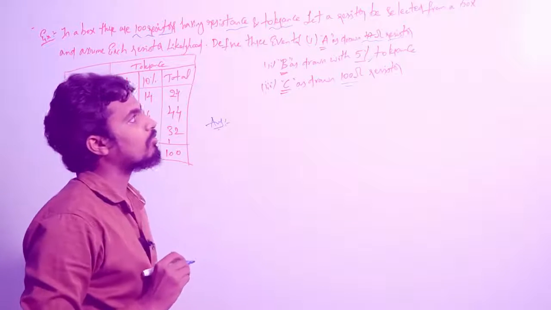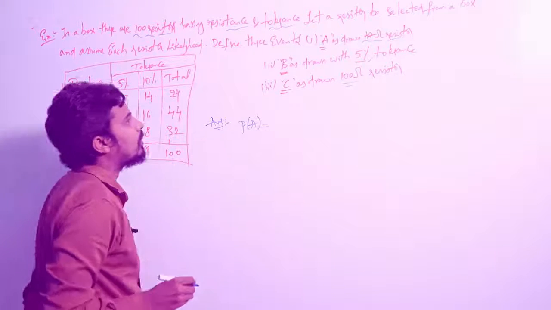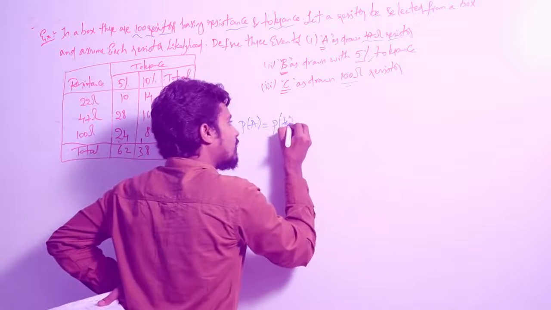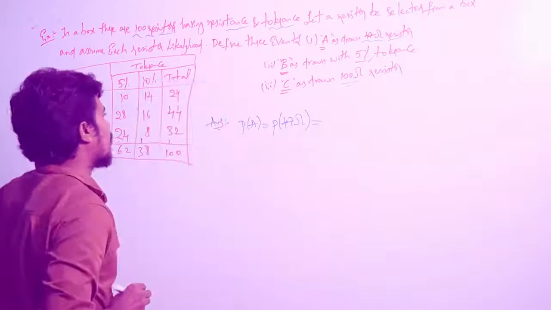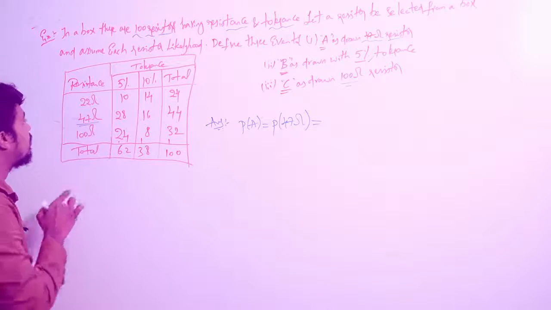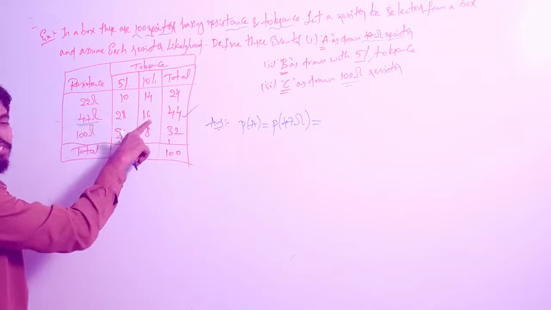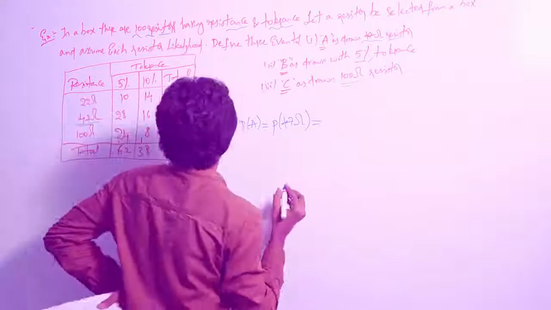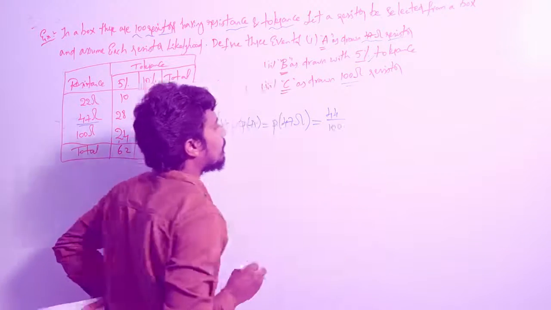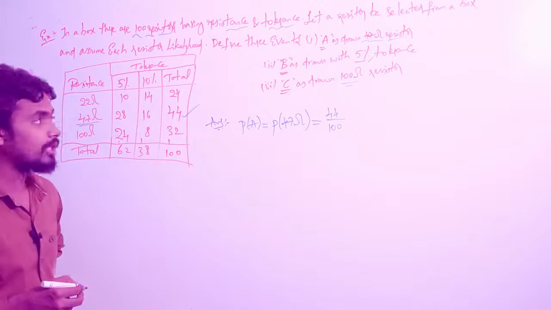For A is drawn the 47 ohm. P of A will be equal to P of 47 ohm. Here if you see 47, you can observe total how much you will get? 44. 28 plus 16 you will get the 44. That will be the 44 divided by 100. Total number of resistors will be the 100, and favorable will be the 44.